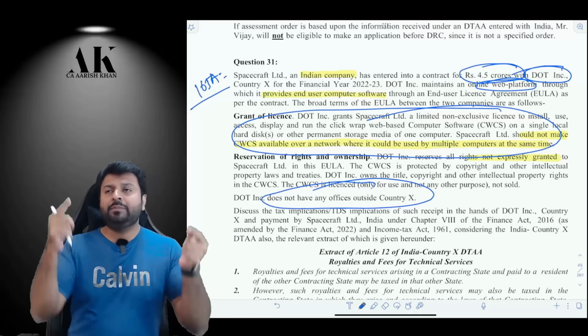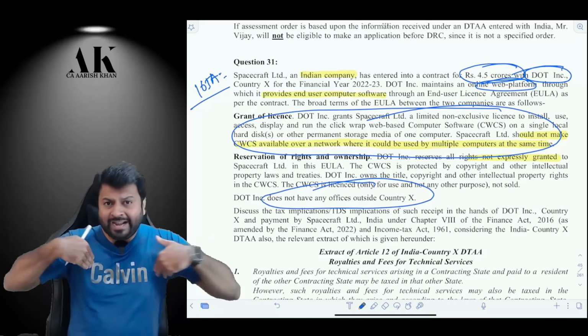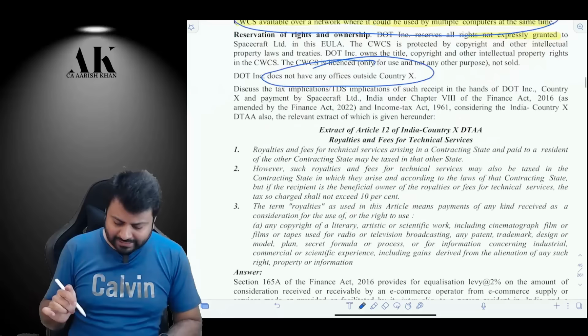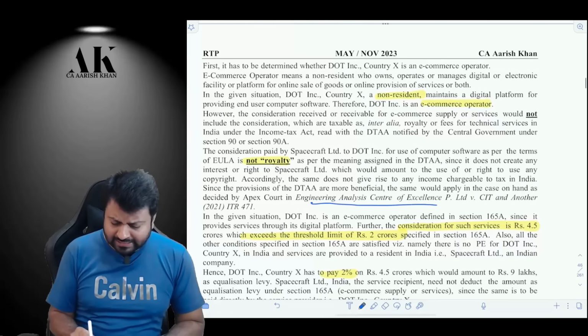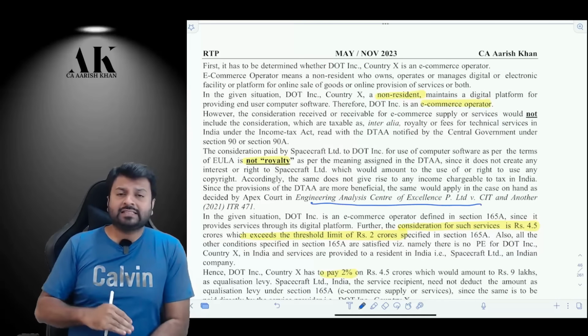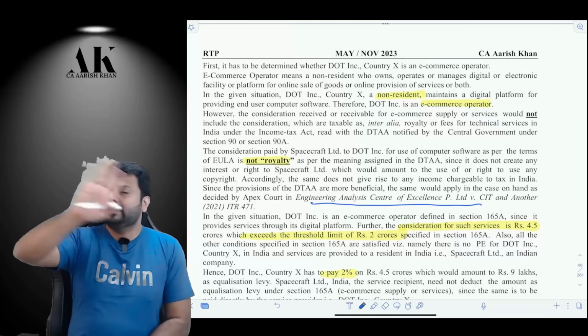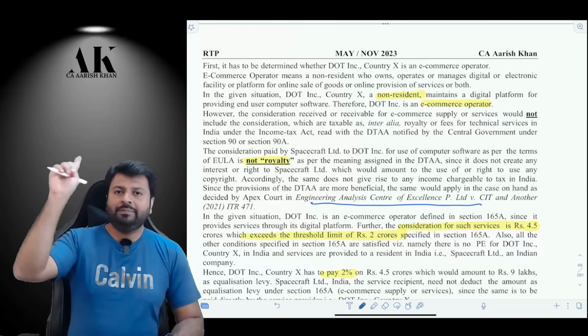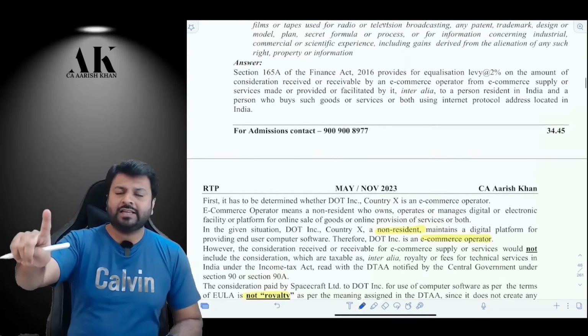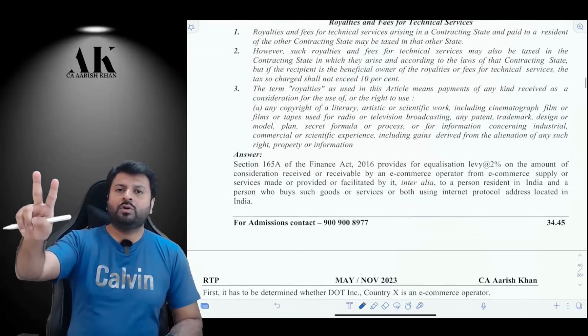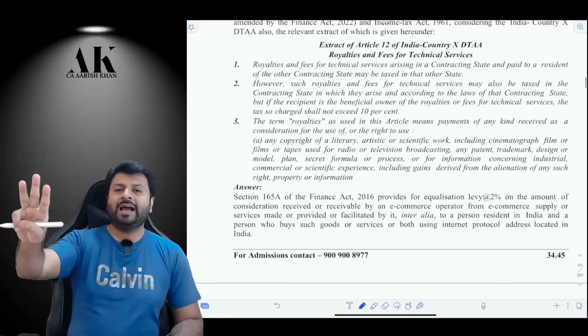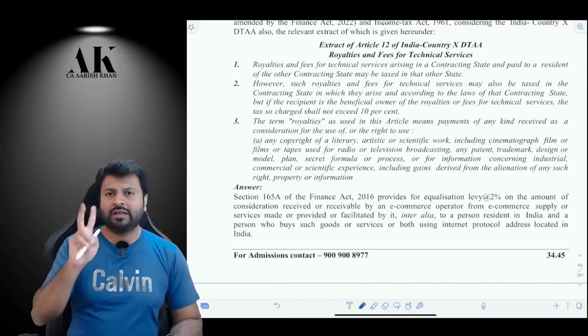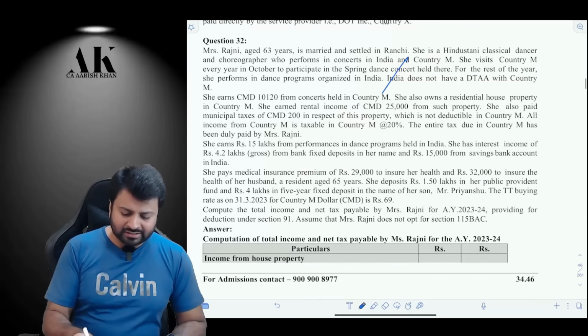The reason is, if you purchase a license of computer software as an end user, the Supreme Court has said in the case of Engineering Analysis Centre of Excellence that if you purchase the license as an end user or for resale, then it is not a royalty. And because it is not a royalty, the non-resident is an e-commerce operator, his turnover is 2 crore or more, and he does not have a PE in India, therefore he is liable for equalization levy at the rate of 2%. Okay. The next question is not something which I am going to do.